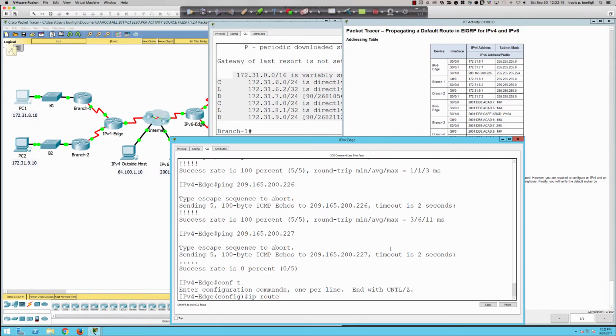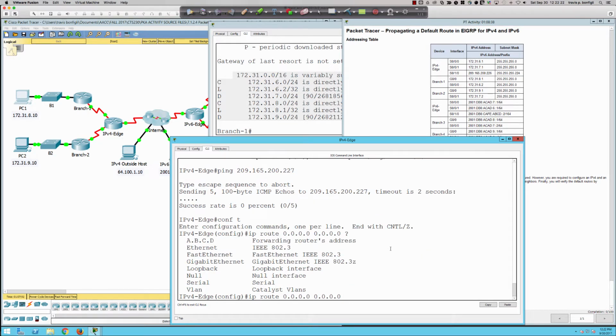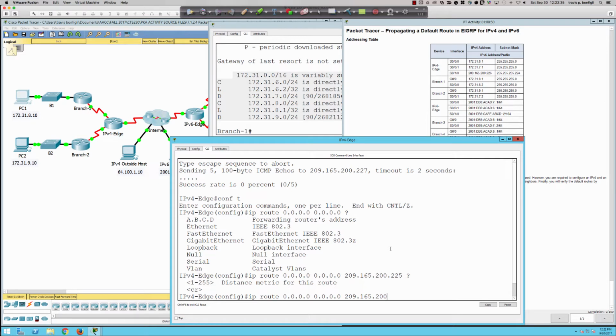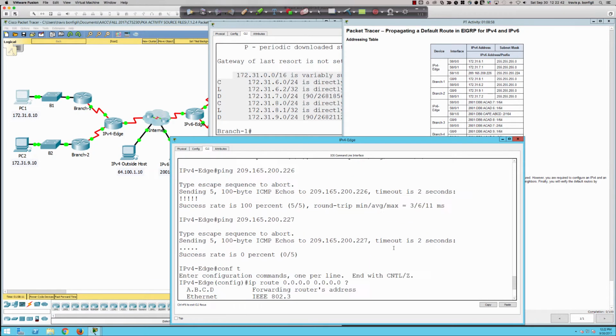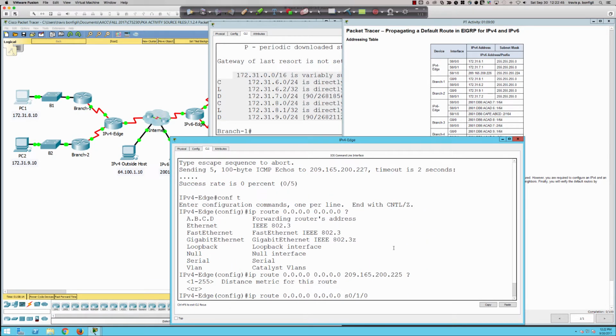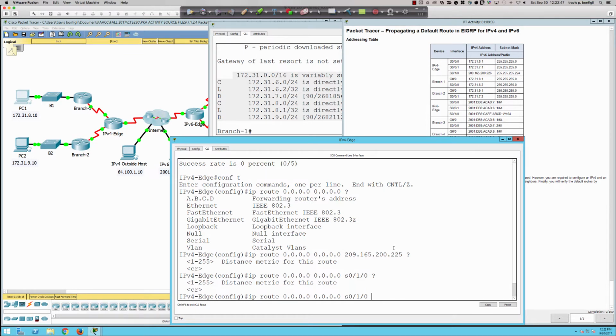So I'm going to say IP route, and I'm going to do my quad zeros, right? We should be familiar with that syntax right there. And then we're going to specify the next hop IP and the outgoing interface. So the next hop would be 209.165.200.225. And actually I could do the interface, which was serial 0/1/0. And actually it's not going to allow me to put the IP in there as well. So I could specify both, right?